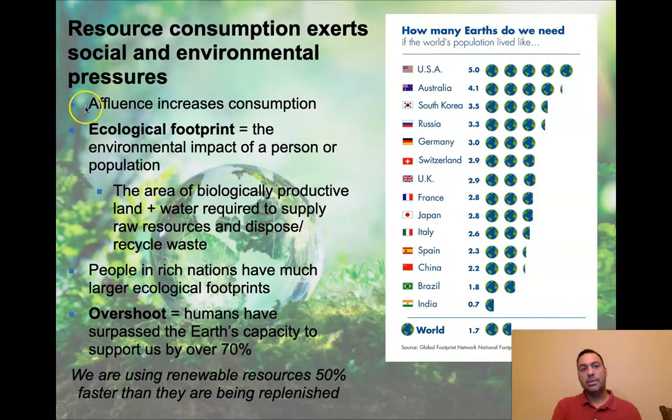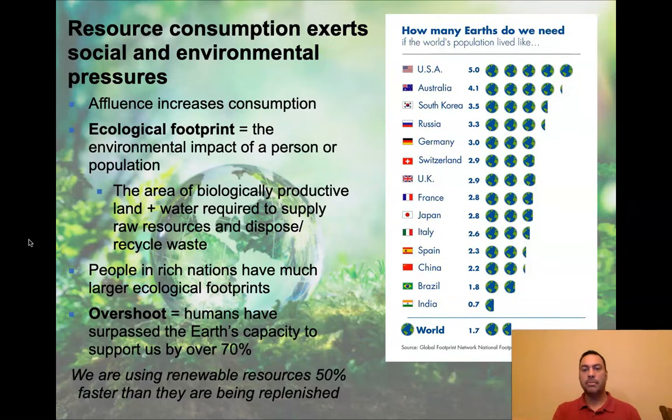As a consequence, we see that tends to happen. We're going to get into that later on. But as people get wealthier, they tend to eat more expensive things that require more resources to produce. So affluence increases consumption, and that results in something called the ecological footprint. The environmental impact of a person or population usually is measured in a land area, right? This is the area of biologically productive land plus water. It's the amount of land required to supply raw resources and dispose of or recycle waste. In other words, it's the amount of land used to keep you alive, given the average consumption of human beings in that area.